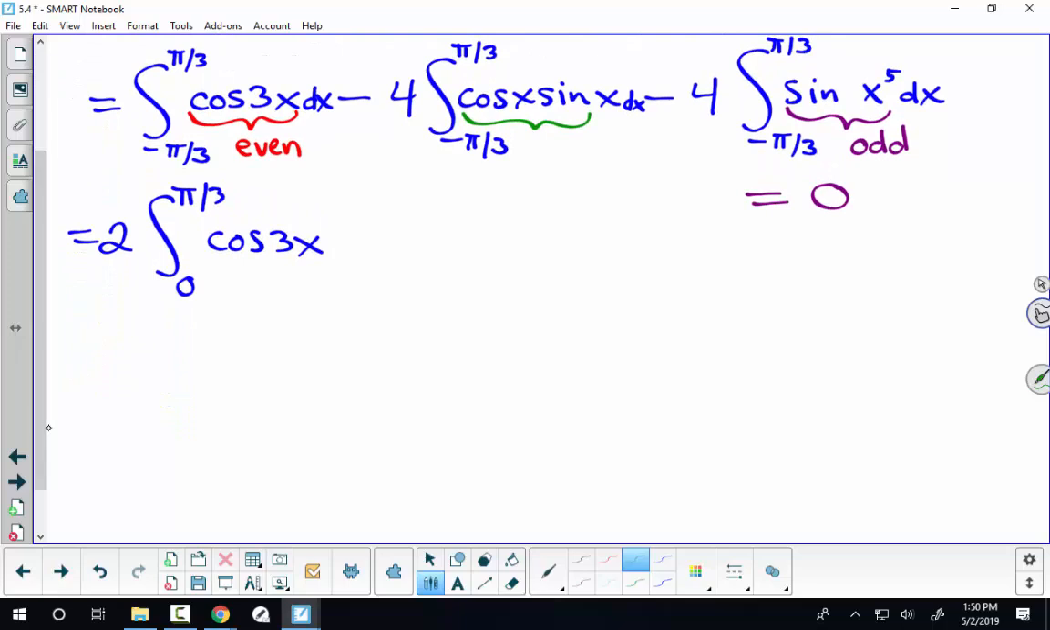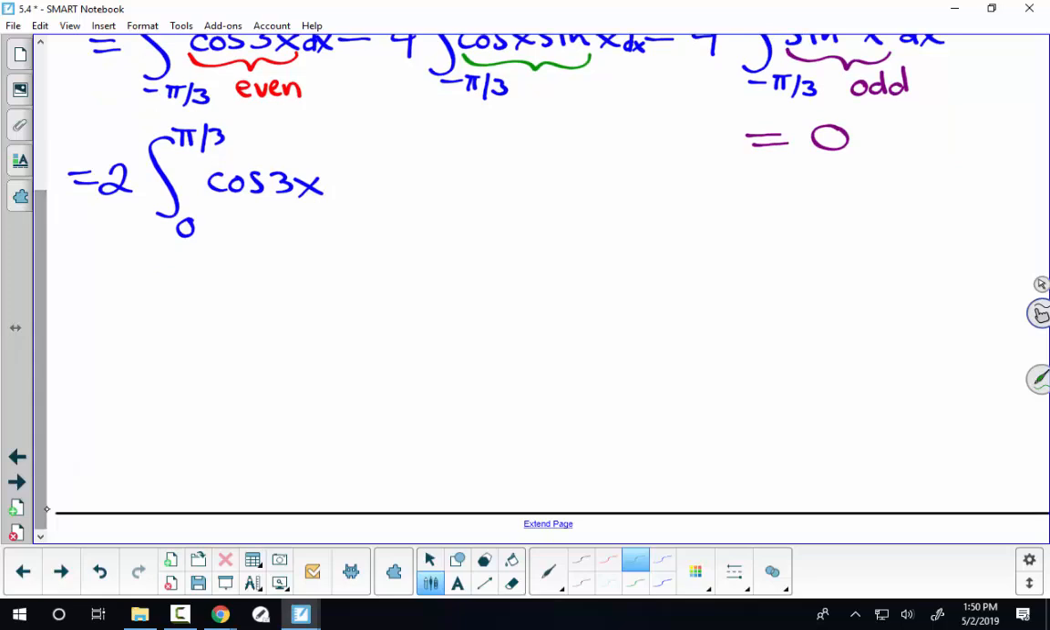Is everybody all right with what we've done so far? We just identified those as even or odd functions, then applied the theorem. Let's just go down.